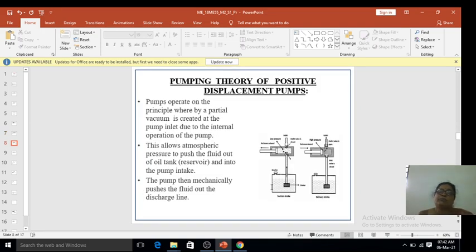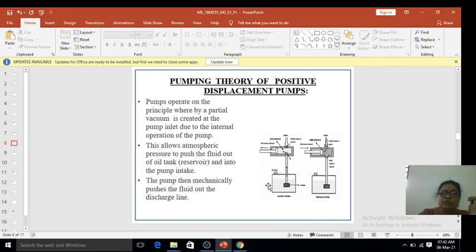Let's go for the pumping theory of positive displacement pumps. You can observe the pumping theory of positive displacement pumps from this figure. The pump operates on the principle where a partial vacuum pressure is created at the pump inlet due to the internal operation of the pump, that is, on the suction side of the pump.